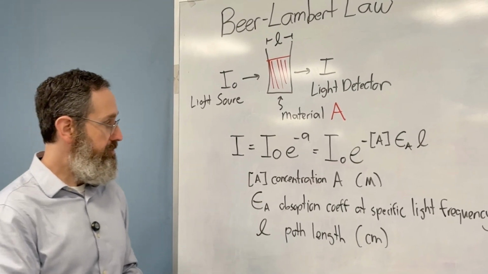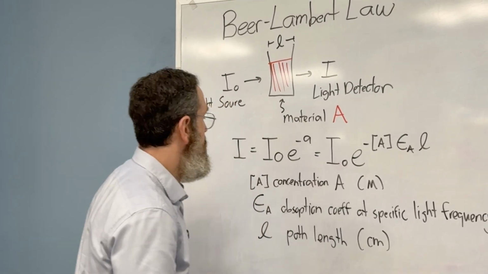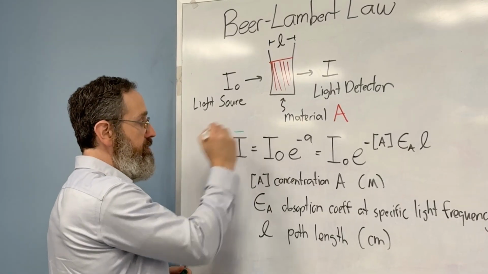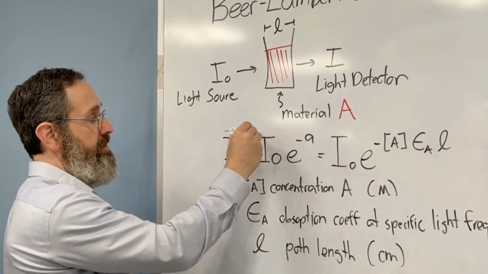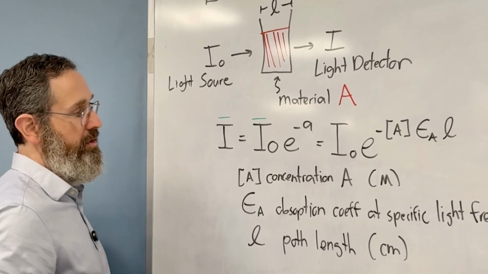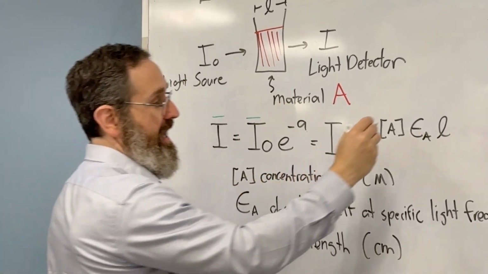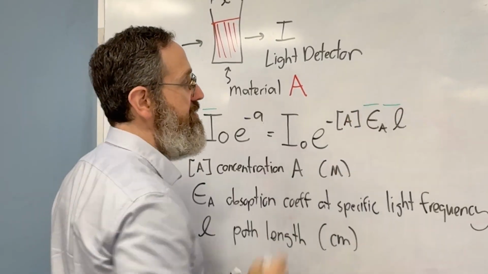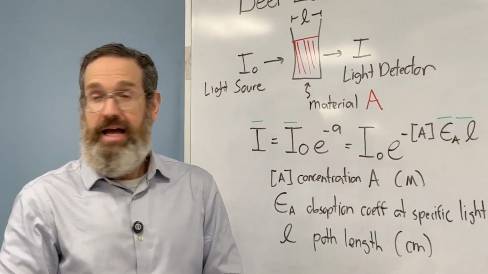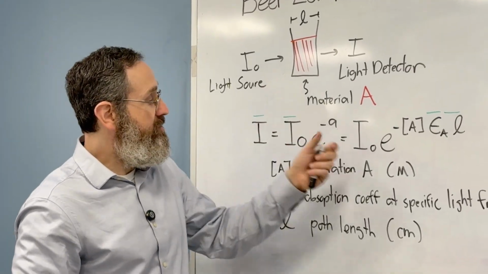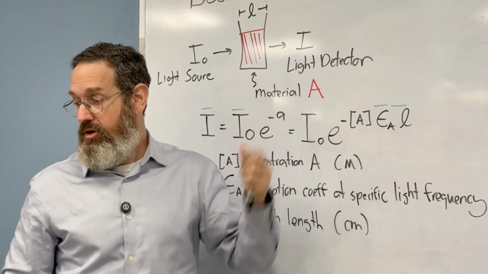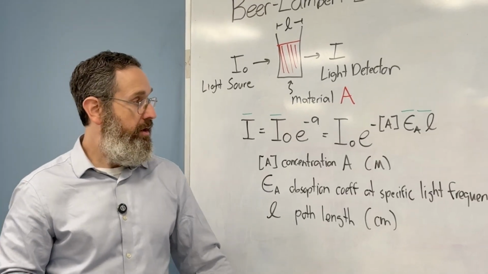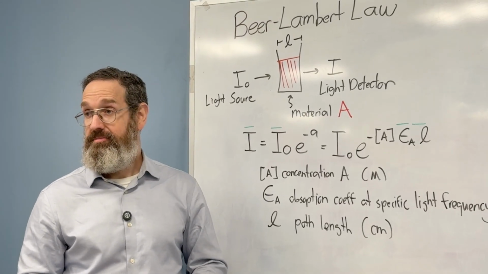Now, this is known because we measure it, and this is known because we put it in, and this is known because you look it up, and this is known. And so by using this technique, you can actually figure out the concentration of A inside of it.